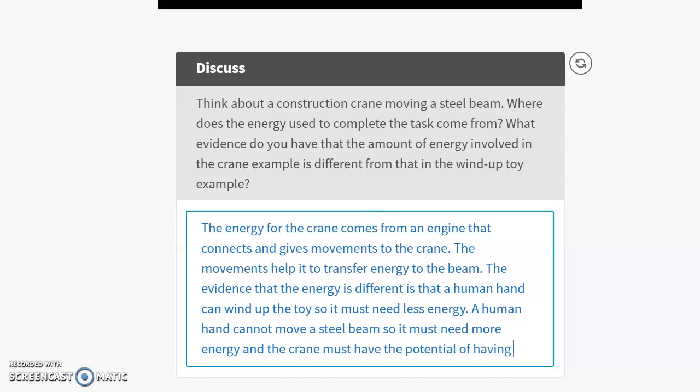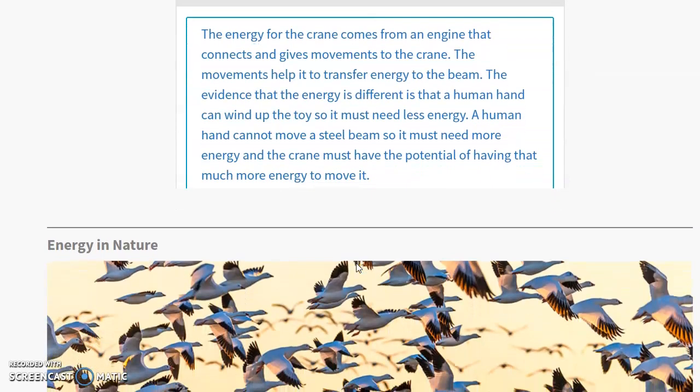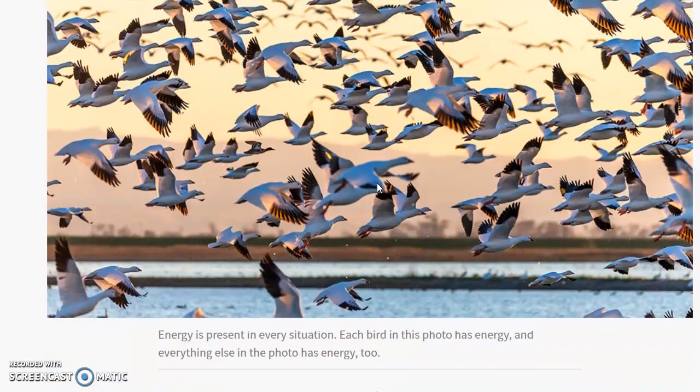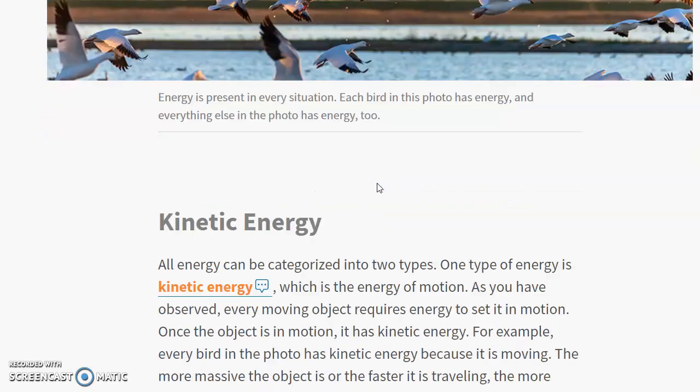Just kind of the simple things that you guys know. If you see a steel beam that big, you know that you can't move it with your hand. All right, energy in nature. You can pause if you need to. I'm going to move on. Energy is present in every single situation. Every time something changes, there's energy.